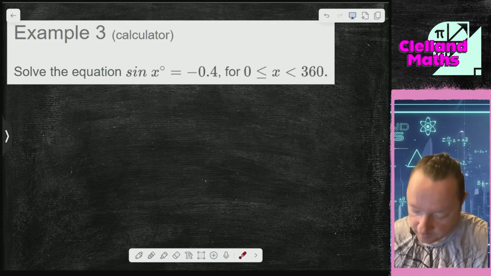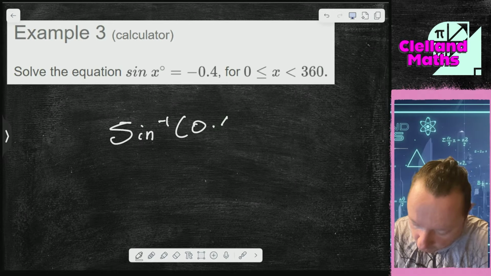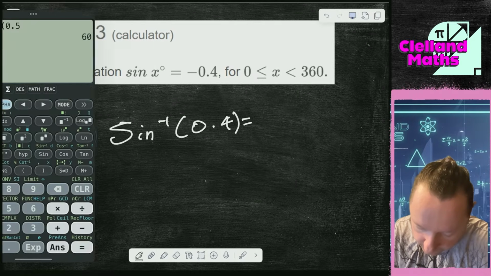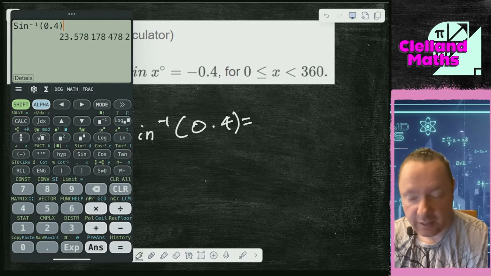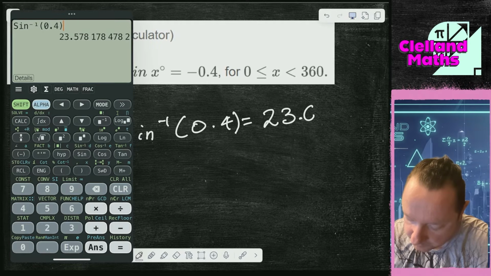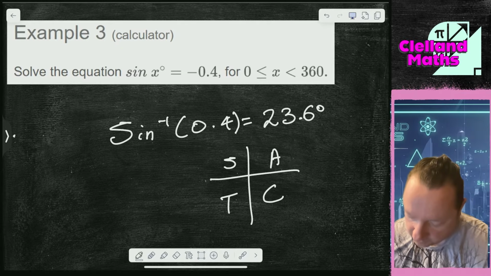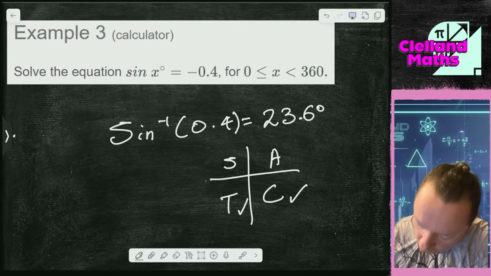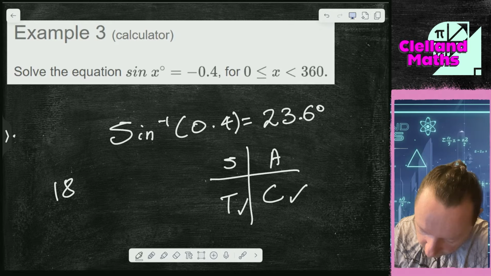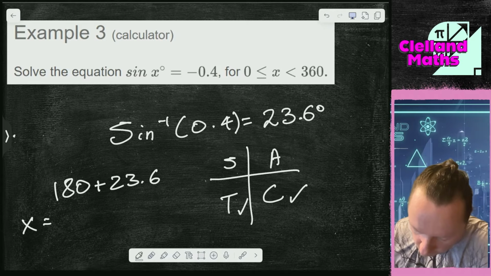Example 3 on trig equations. Solve the equation sine x is minus 0.4. So I do the inverse sine of 0.4, not the negative. Shift sine 0.4 is 23.578, or 23.6 degrees maybe. CAST diagram. So we're looking at when sine is negative. Well, A and S is positive, so T and C, third and fourth quadrant. So for T, it's 180 plus the angle, so x equals 203.6 degrees.